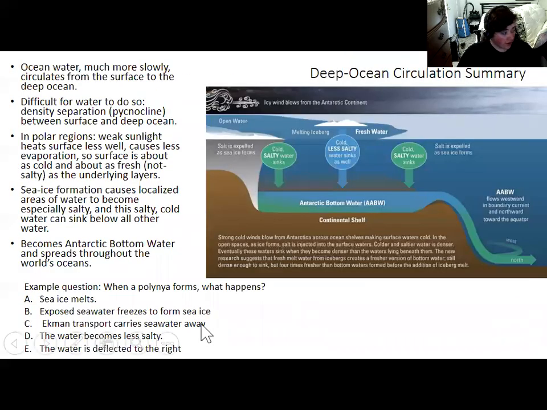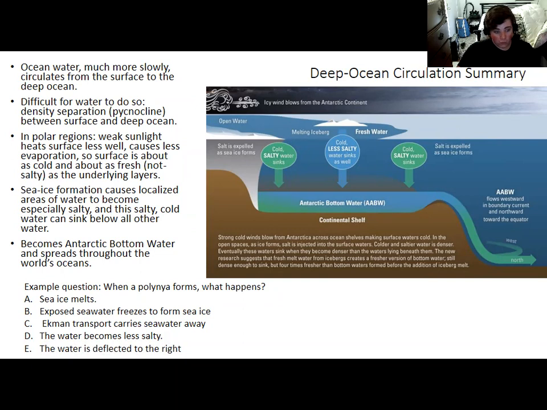As for deep ocean circulation, here is a summary of what makes Antarctic bottom water, and that's the main takeaway from deep ocean circulation that I wanted to linger on in lecture. The example question is here to remind you of the sites at which bottom water forms, and those are known as polynyas.